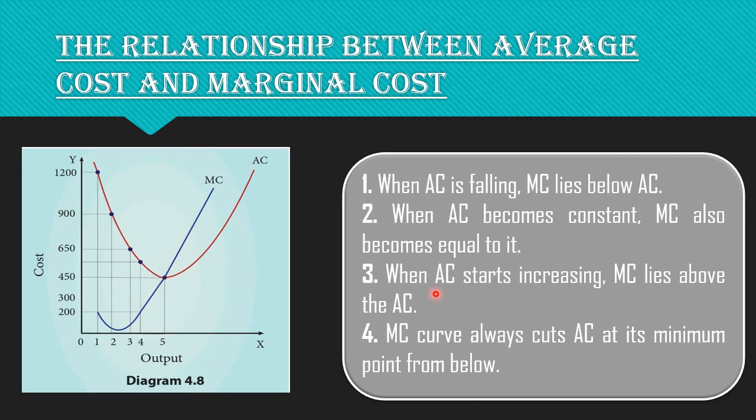When AC starts increasing, at the time of increasing, marginal cost is above the AC. But when it is decreasing, the marginal cost is below AC. So the MC curve always cuts AC at its minimum point from below. Whenever MC cuts AC, it always cuts from below. So these are only 4 points you have to remember, and it is very important from the point of view of the exam. So just carefully learn these points.